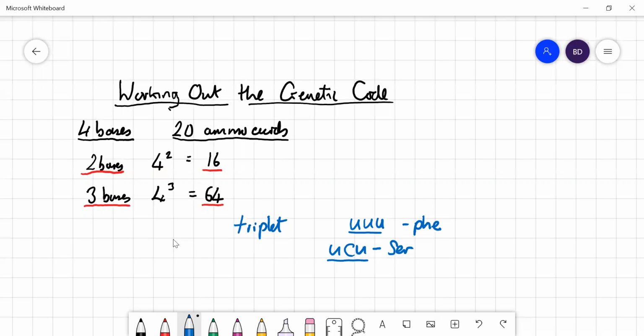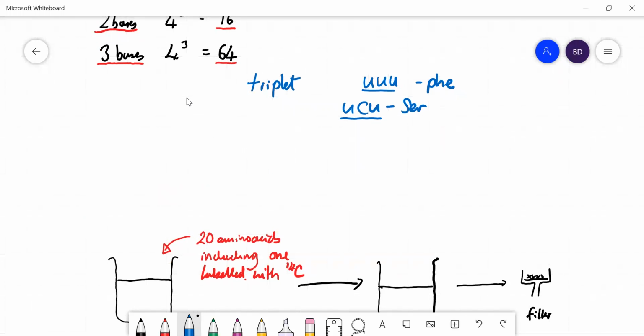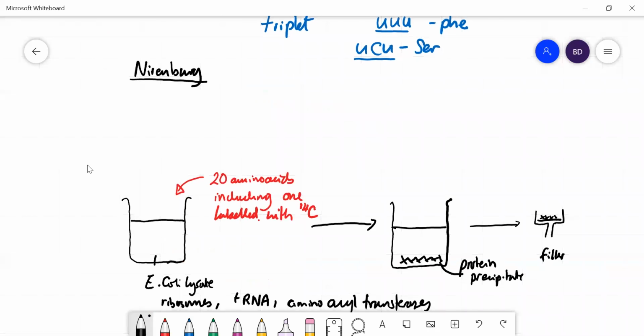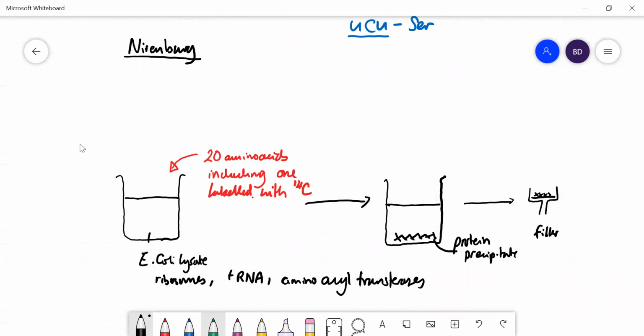Okay, the first progress was made by a scientist called Nirenberg, an American scientist in the early 60s. What he did was he got a cell-free system for synthesizing proteins. He got E. coli, which is a very well-known microorganism, and he lysed it. That means he broke it open. This is called an E. coli lysate.